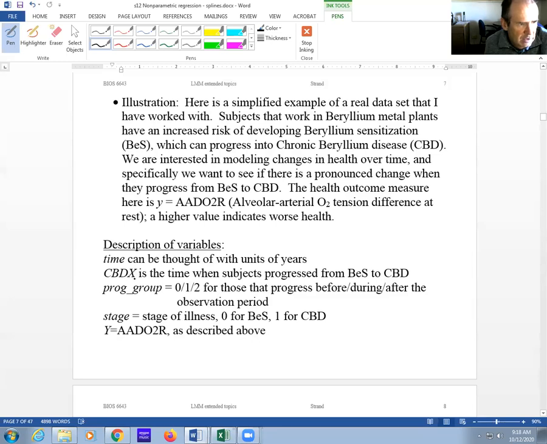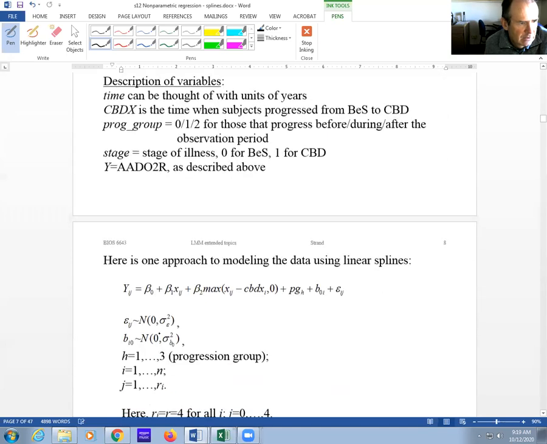Time, CBDX is the time when subjects progressed from BES to CBD, if they did. Progression group is a class variable, 0, 1, or 2. It would be 0 if they progressed before we observed them, before they came into National Jewish, 1 if they progressed during observation, and 2 if they progressed afterwards, or maybe they never progressed. And then stage is a stage of illness. Either they're just sensitized or they have CBD. And Y is their outcome.